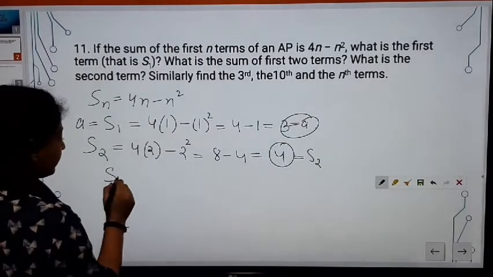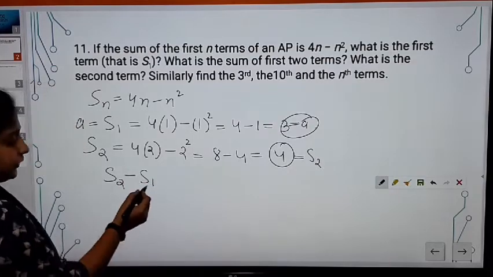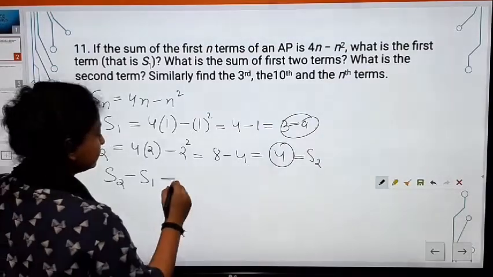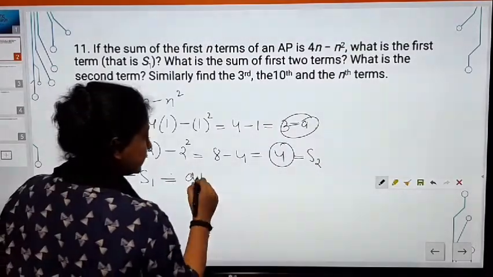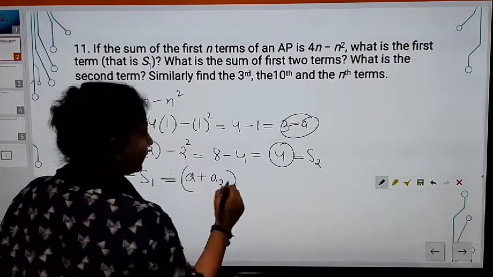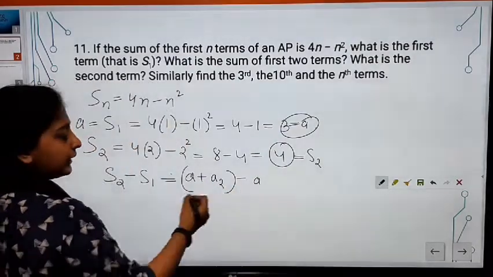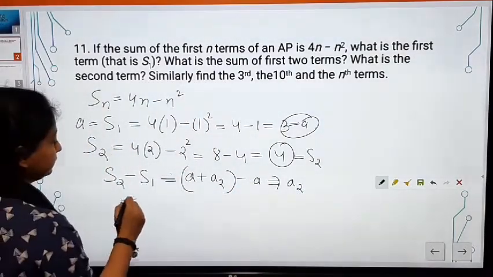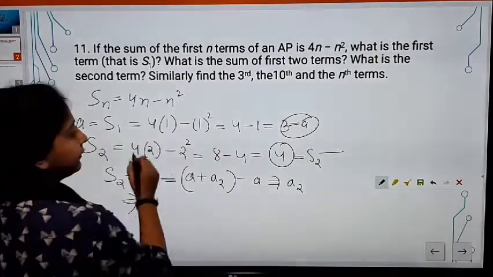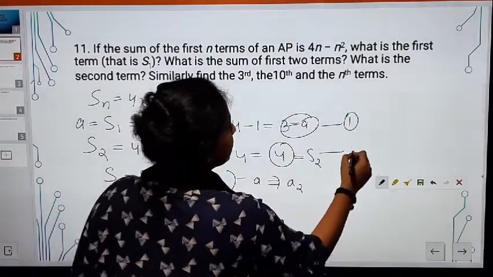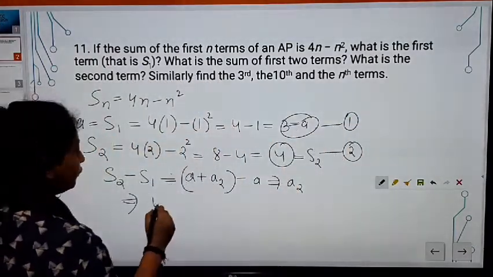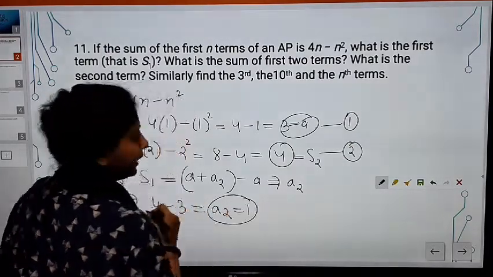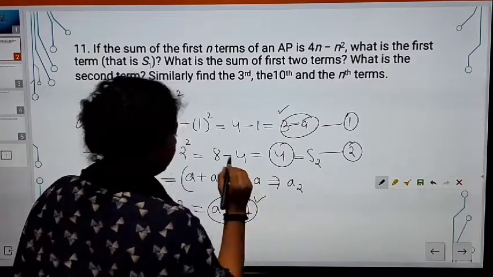Next, what is the second term? Now students, if I subtract the first term from the sum of the first two terms, I'll get what? S2 means first term plus second term and S1 means first term. So if I subtract these two, I'll be left with A2, that is our second term. So we have the value of S2 as this and S1 as this. Let's subtract these two values. So 4 minus 3 will be our second term. So the second term is 1. First term was 3, second term is 1.